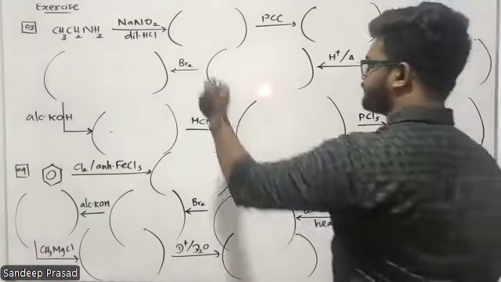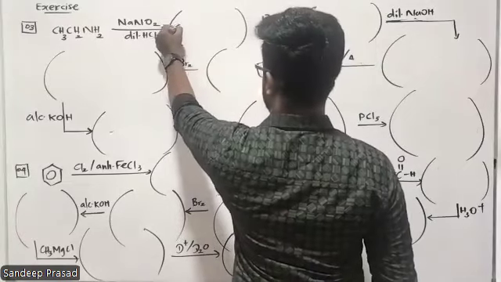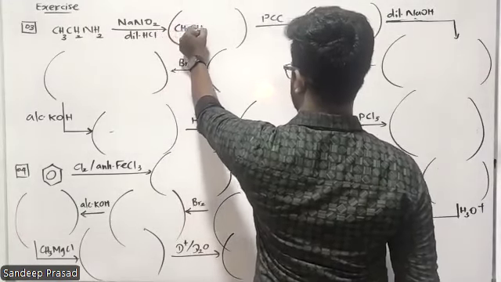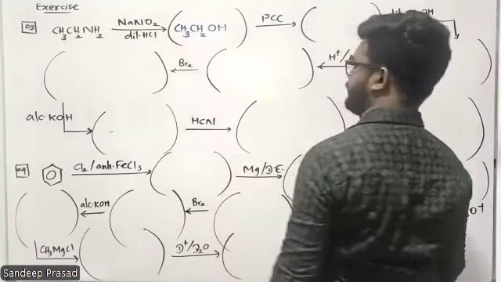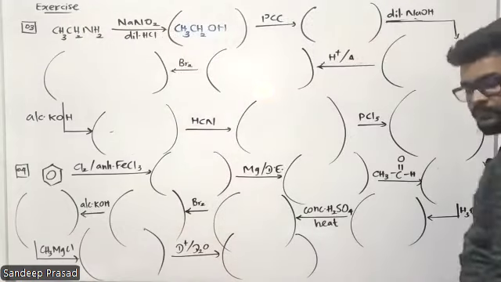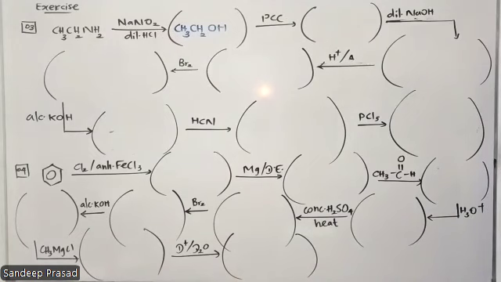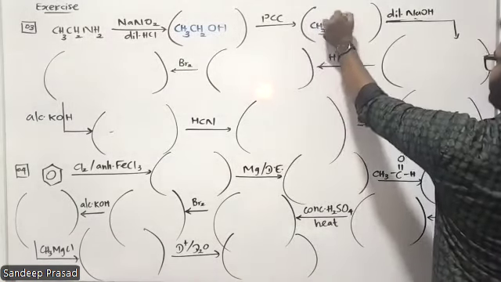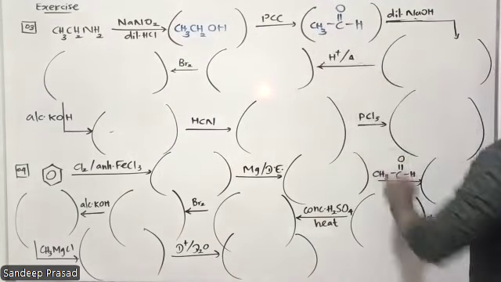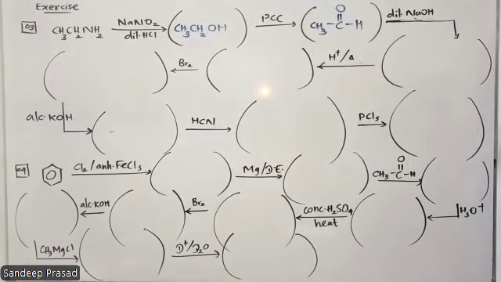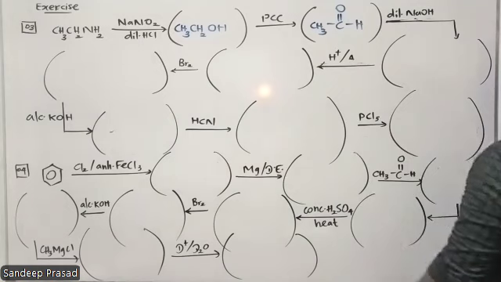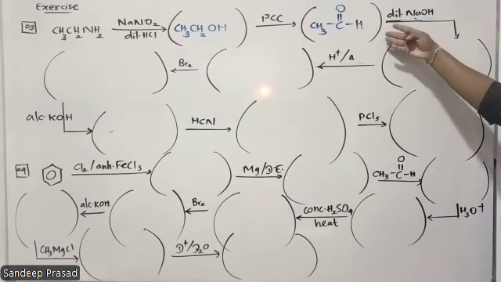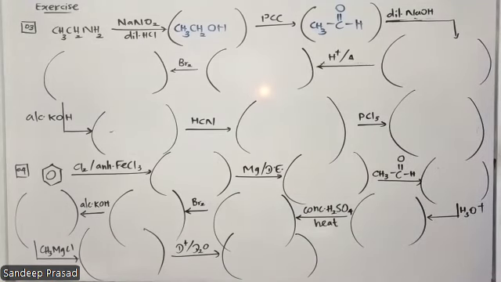So in here, CH3, CH2, OH. Primary alcohol, right? We add PCC, which means it is converted into an aldehyde. So diluted sodium hydroxide is added, and after that, H plus and heat. You know this reaction, aldol condensation, right?